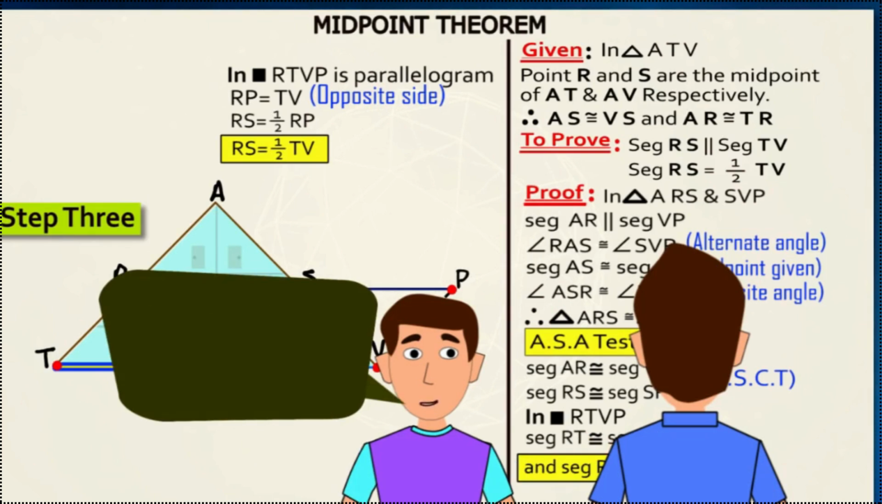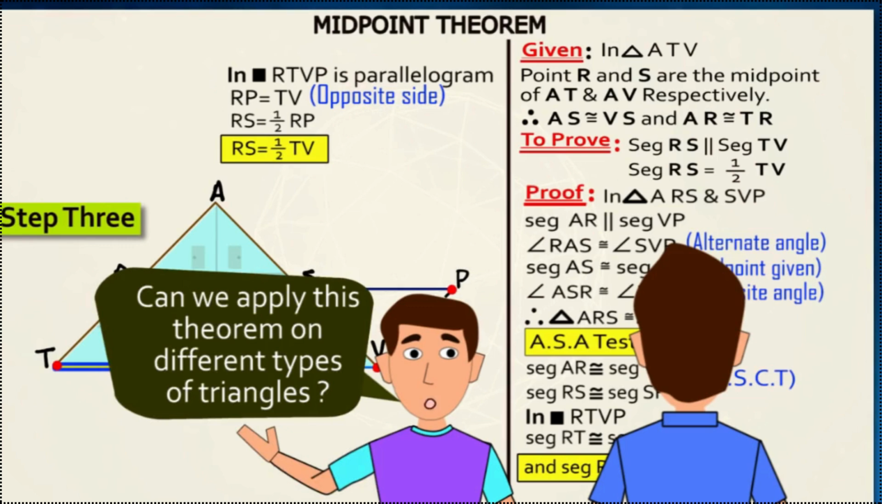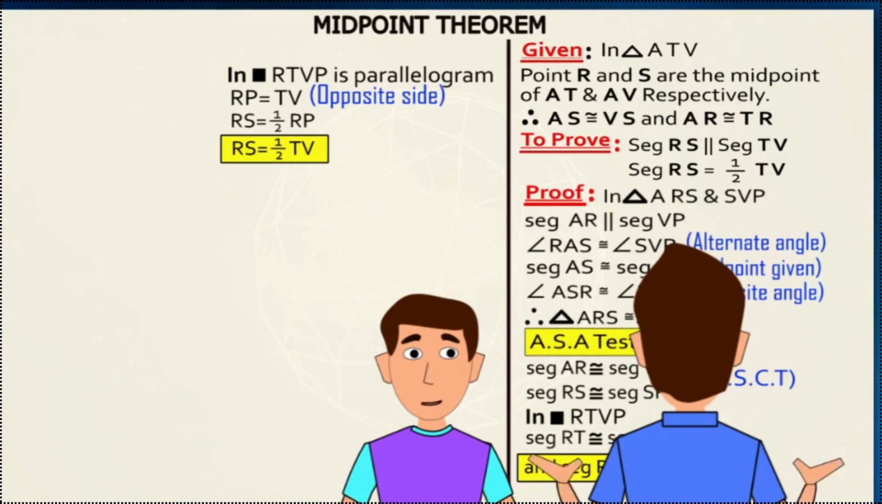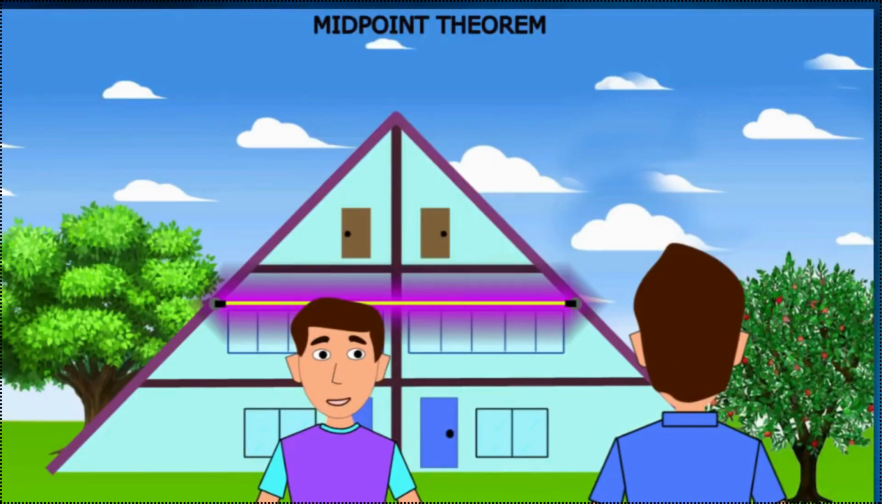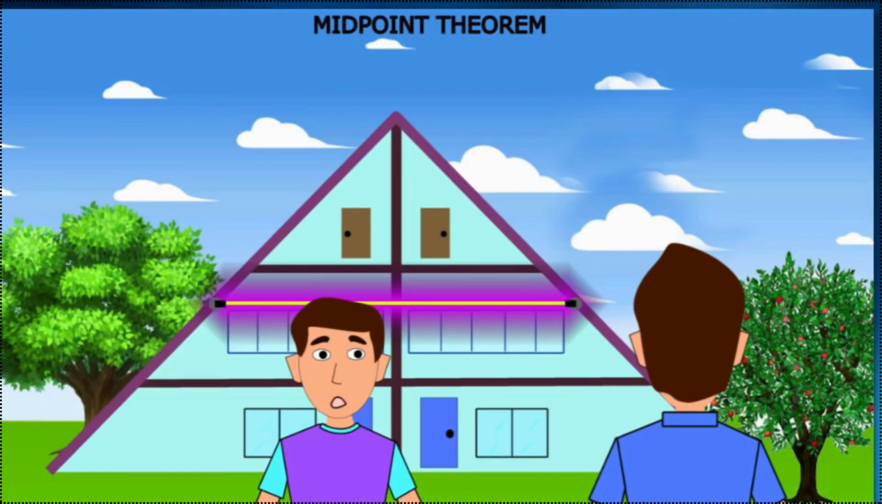If you don't mind, I have just one last question for you. No problem, Jack. Feel free to ask. Can we apply this theorem on different types of triangles? Good question, Jack. Yes, we can use this on any type of triangle. Thanks, John. Now I will also keep the midpoint theorem in mind while solving such situational problems.